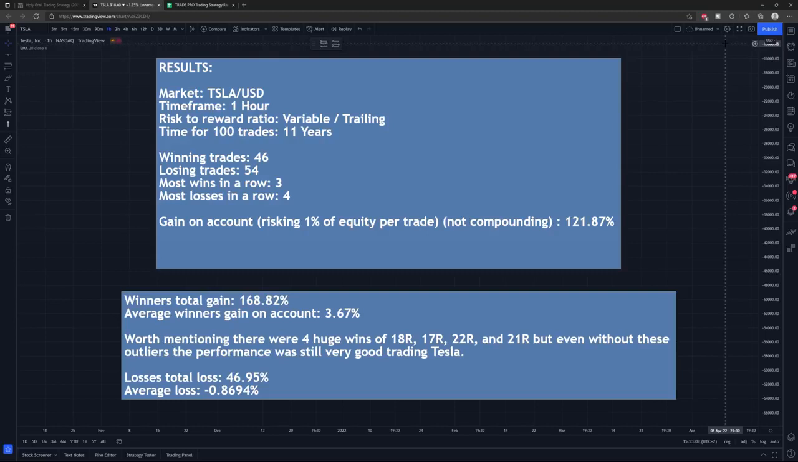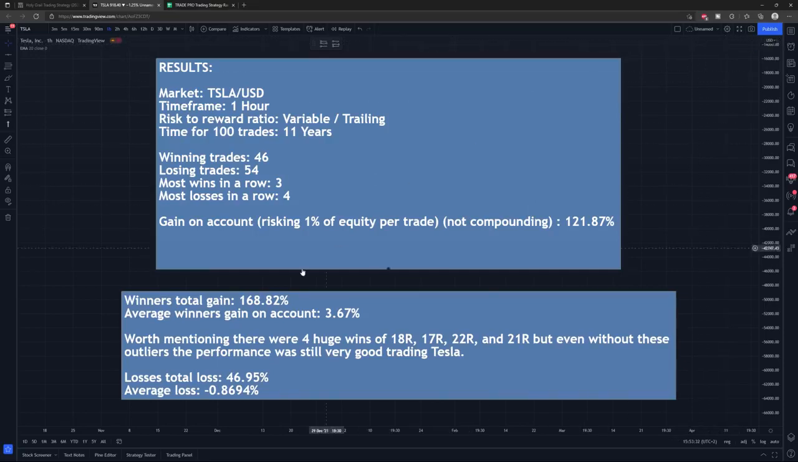Taking a look at the losses, 46.95% down on the account from the losses, and it's not 54, even though we have 54 losing trades, it's not minus 54%, because some of those losses, even though risking up to 1% per trade, the trailing stop loss minimizes some of those losses.